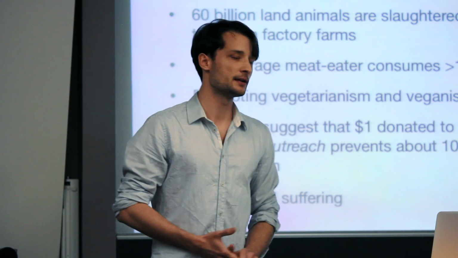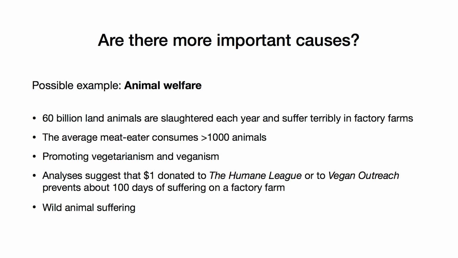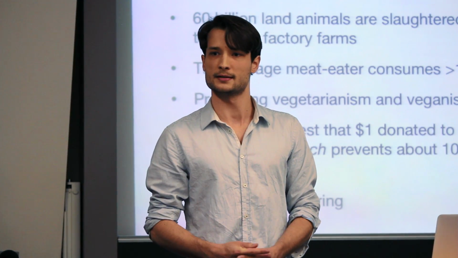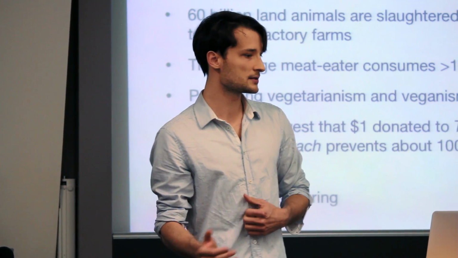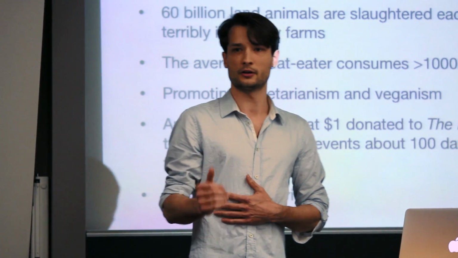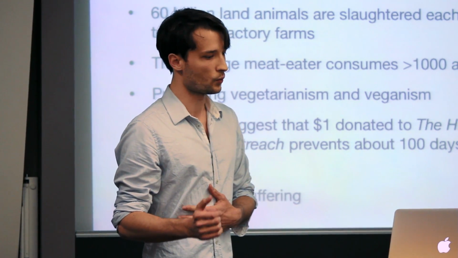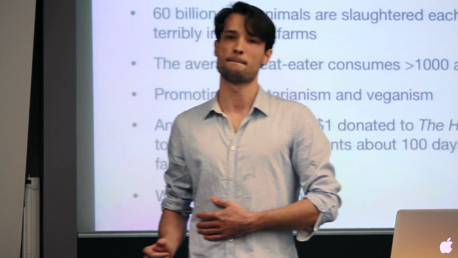There are 60 billion animals slaughtered each year, and they suffer terribly in animal farms. On average, a meat consumer eats about 1,000 animals in his life. So promoting vegetarianism or veganism could have extremely high impact, and organizations such as the Humane League or Vegan Outreach are doing exactly that. So donating money to these organizations can be extremely high impact. Analysis suggests that if we donate $1 to these organizations, we'll prevent 100 days of suffering in a factory farm.